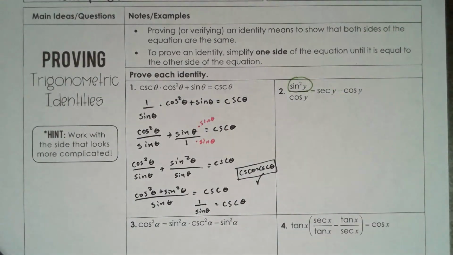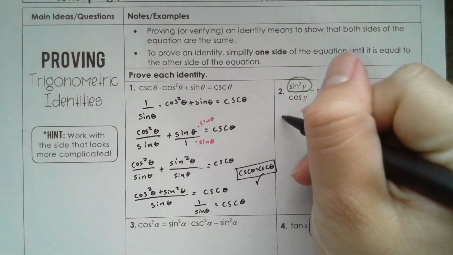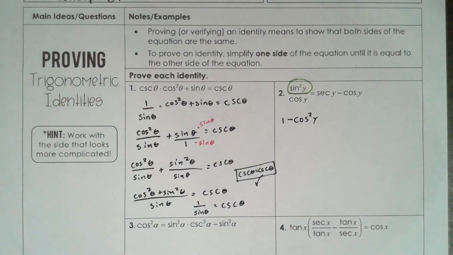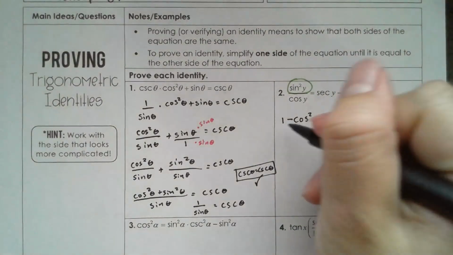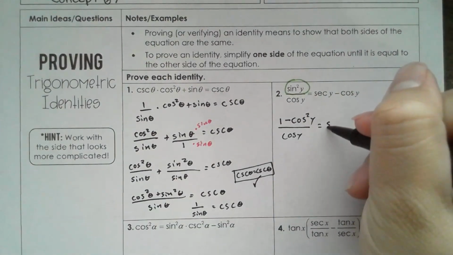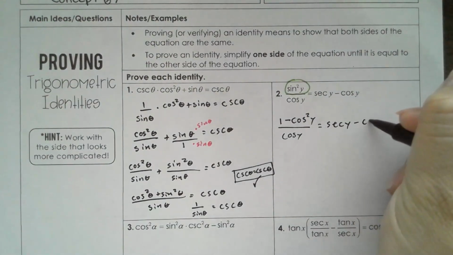Okay, sine squared y. That one is equal to 1 minus cosine squared y. Okay, that's an identity, over the cosine y. That's equal to secant y minus cosine y.